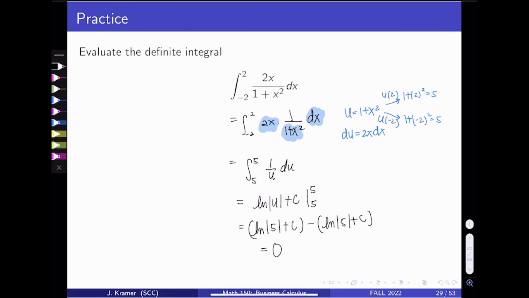So we have two properties. One is that if the limits of integration on an integral are the same, the value is going to be 0, and we can see why. The other is if your integrand is odd and it has limits from negative a to a, then your integral will be 0.